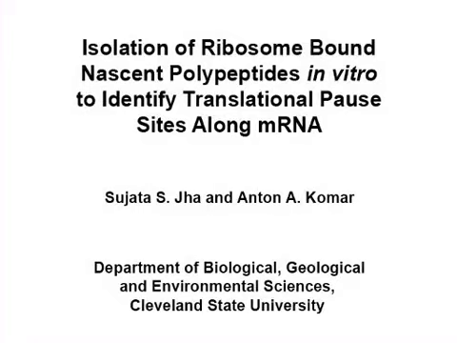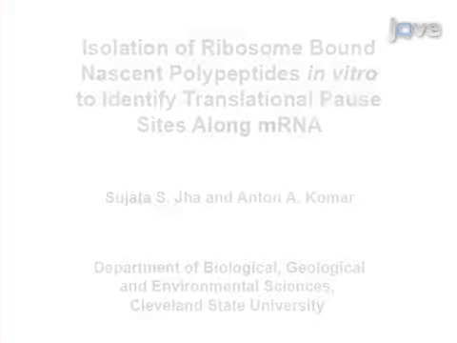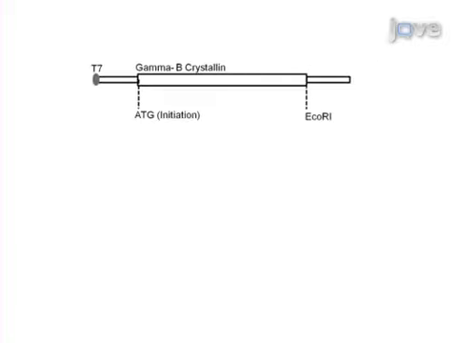The overall goal of this procedure is to identify and locate major translational pause sites for an mRNA translated in a cell-free translation system. This is accomplished by first cloning the gene of interest under the control of a T7 transcriptional promoter.